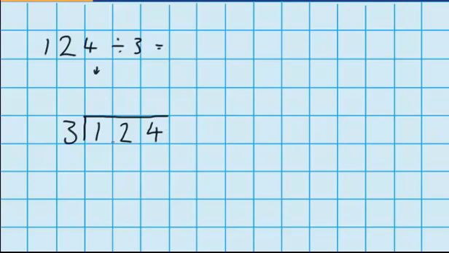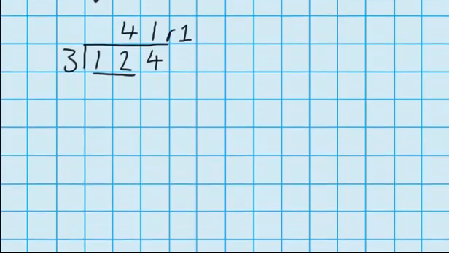And now I say, how many times will 3 go into 12? Well, I know 3 will go into 12 4 times. So now I move over to my ones column and I say, how many times will 3 go into 4? Well, 3 will go into 4 once, but I'll have one remainder, so I write that remainder here. So 124 divided by 3 is 41, remainder 1.